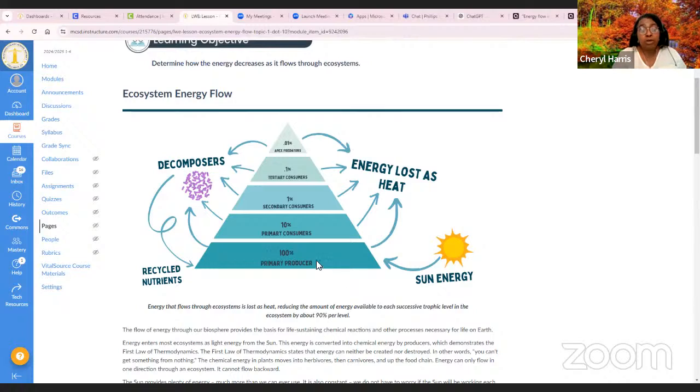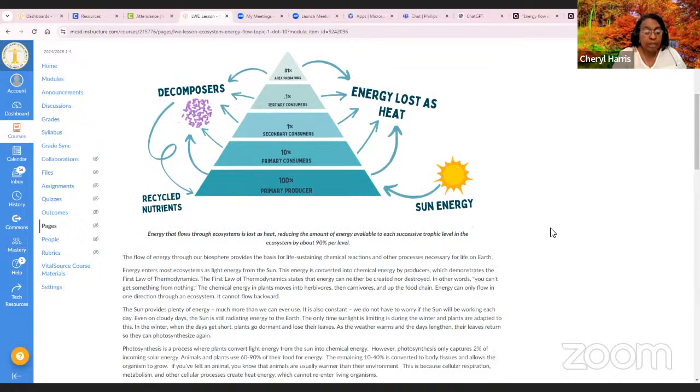And the producers, notice it says 100%. So producers are able to absorb 100% of the sun's energy. And then notice it goes to 10%, and then it goes to 1% and 0.1% and then 0.01% by the time you get to the apex predator. So that's what we want to look at today.